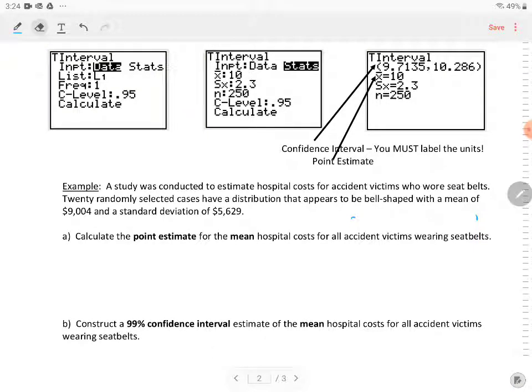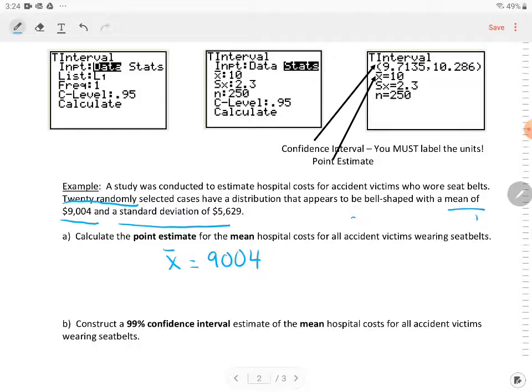All right, a study was conducted to estimate hospital costs for accident victims who wore seatbelts. 20 randomly selected cases. So that 20 is your sample size. They have a distribution that appears to be bell-shaped with a mean of 9,004 and a standard deviation of 5,629. Calculate the point estimate for the mean hospital cost for all accident victims wearing seatbelts. So that's x bar. So x bar is equal to 9,004 because the sample mean is the point estimate for the population mean.